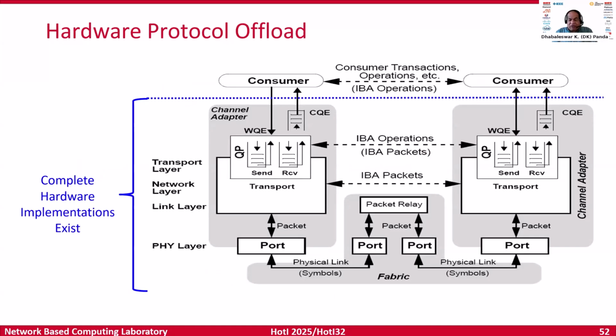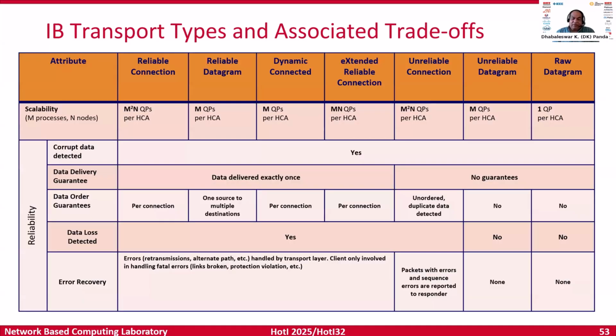Then we talked about protocol offload. This is where let's spend a little bit of time. I think we have another 4 minutes. We'll talk about the different transport types. There are 2 degrees of freedom: we want scalability and we also want reliability.